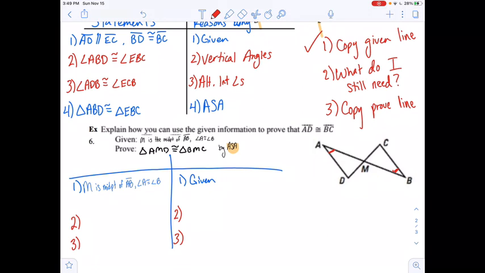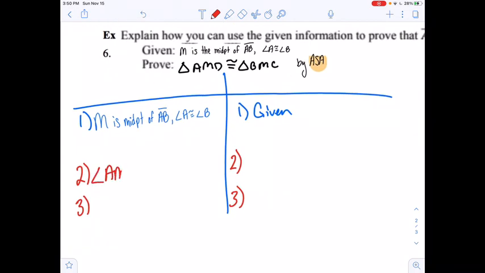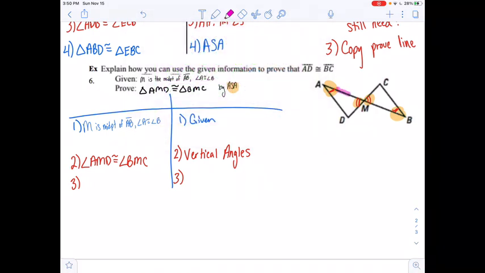I need an angle and a side, and I notice immediately vertical angles. So always be on the lookout for vertical angles and reflexive sides. So I have vertical angles. Let's say that those are congruent. So that's AMD congruent to BMC. Those are vertical angles. All right, so let's see, what else do I still need? Angle, side, angle. I have an angle, I have an angle, I have an angle, I have an angle. So what I still need is that middle side in between them. So I need this side and this side. So what I need is AM and BM to be congruent.